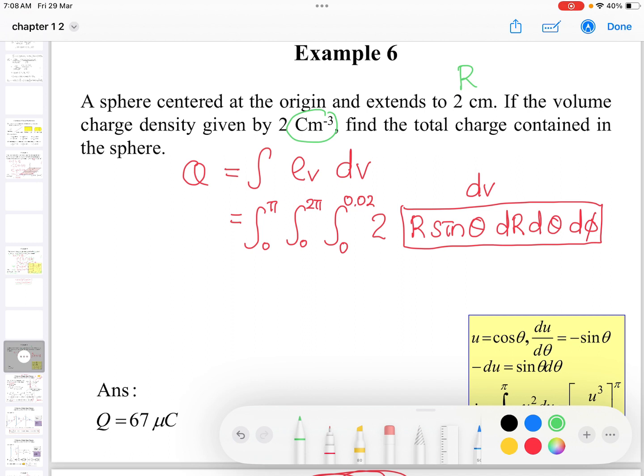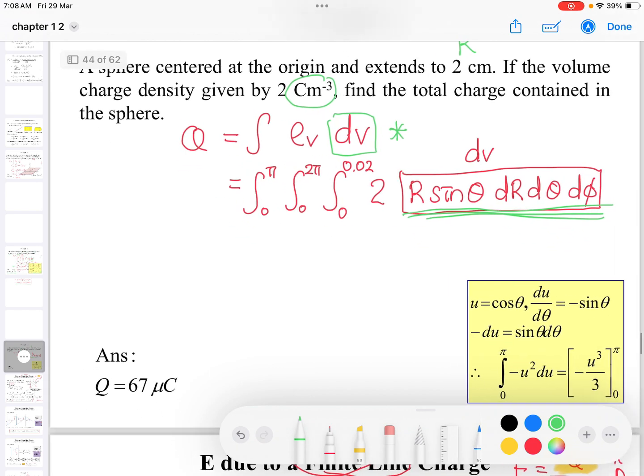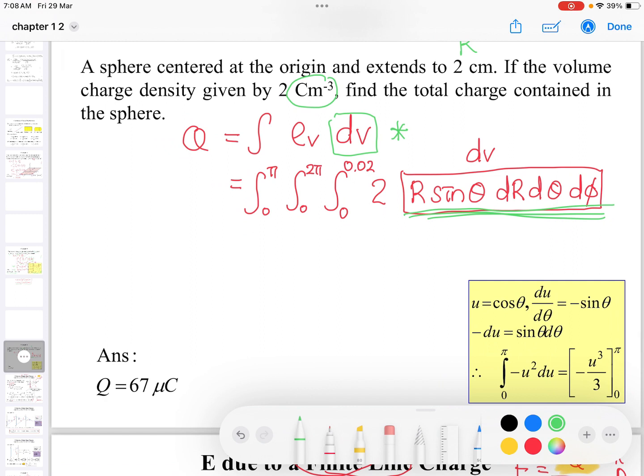For this case, because the given one is the volume charge density, you have to use dV to find the total Q. The dV using spherical coordinates will be this one. I choose spherical coordinates because the structure is a sphere. So I can get this. You can calculate it yourself. Let me check. I think you can use a calculator, right? Then you can try it out yourself.